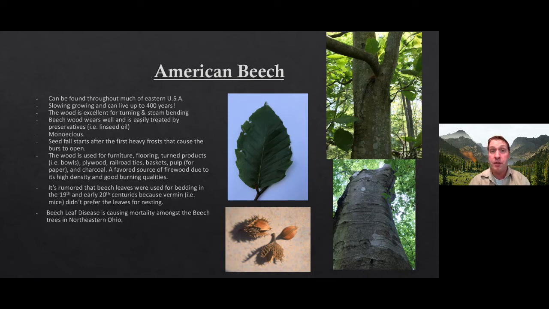And this tree is also monoecious, which means that there's both male and female reproductive parts of the tree. So an individual tree can produce its own beech nut and its own seed, which you see on the bottom of the screen there. The nut has this little husk. It's a spiny husk around this, and the seed starts to fall after the first heavy frost that causes the burrs to open. And the wood's used for a variety of things. You guys can read there on the screen.